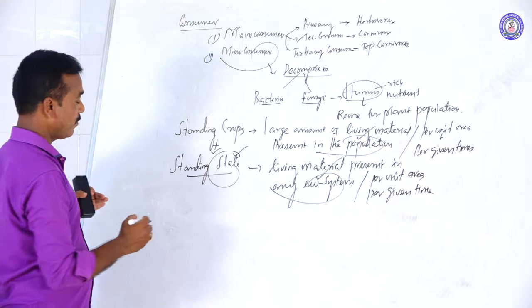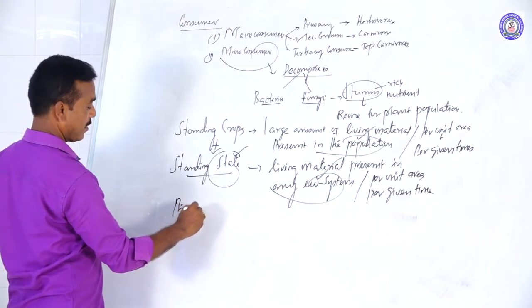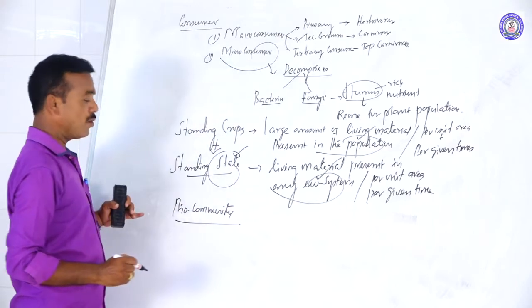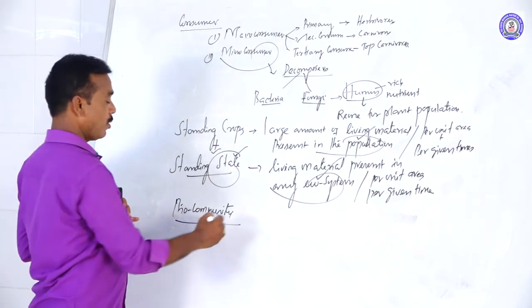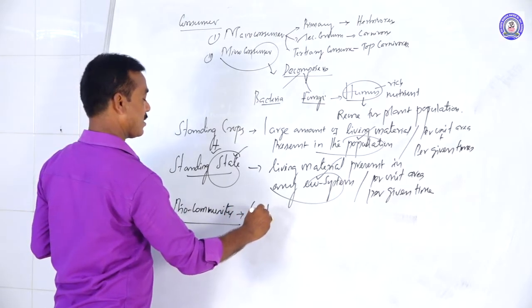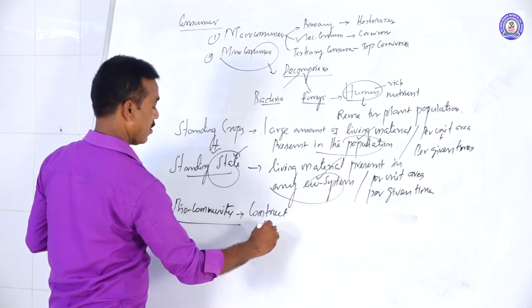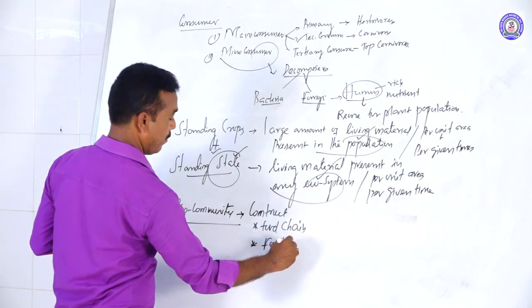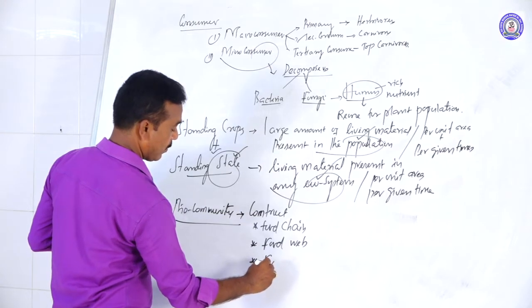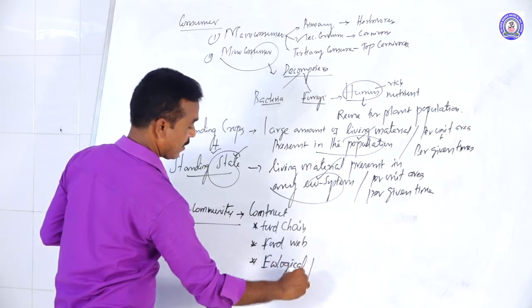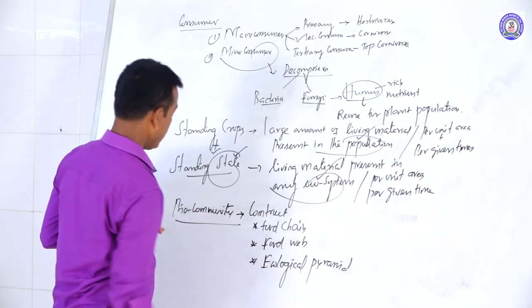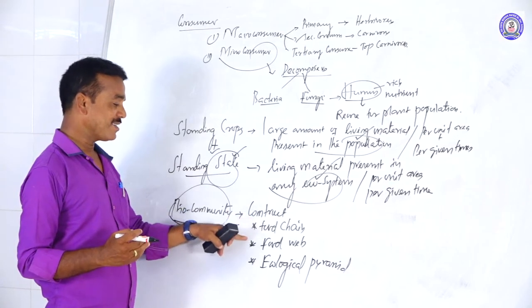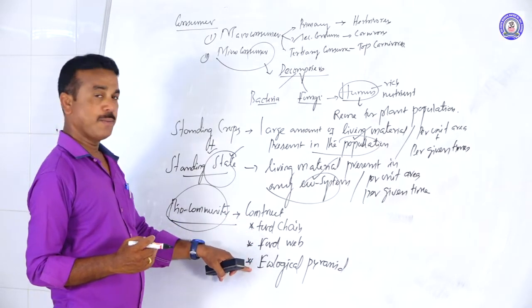For the ecosystem, the biotic community is essential. Why is the biotic community essential for the ecosystem? The biotic community constructs the food chain, food web, and then the ecological pyramid. So if there is no biotic community, the ecosystem cannot construct the food chain, food web and ecological pyramid.